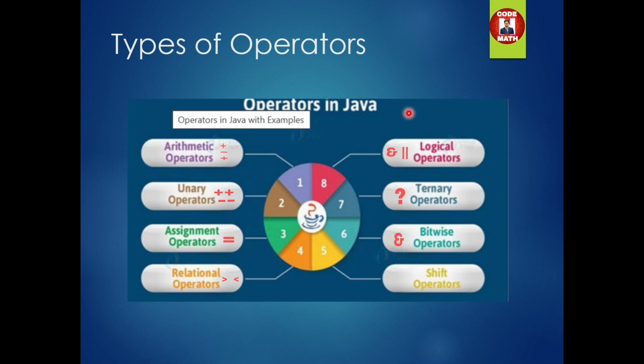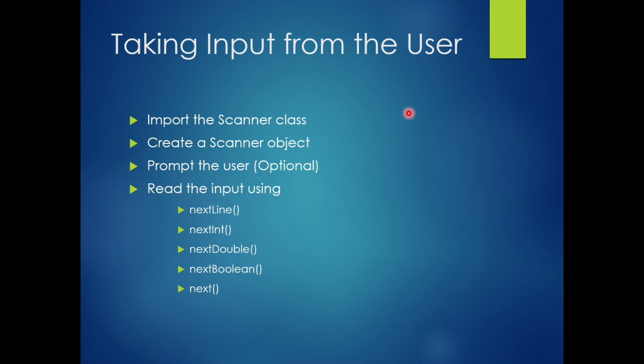Now we should know how do we take input from the user in Java. So there are certain steps to perform that operation. Firstly, we will import the scanner class, then we will create the object of that scanner class, then you can give the prompt that input your name or username or password or your age. Okay, this is optional, but to take the input, we use this type of methods.